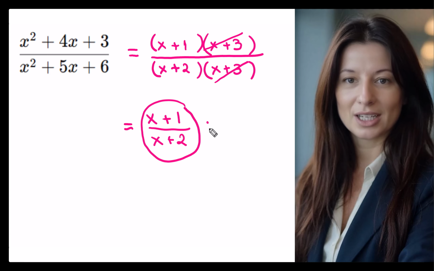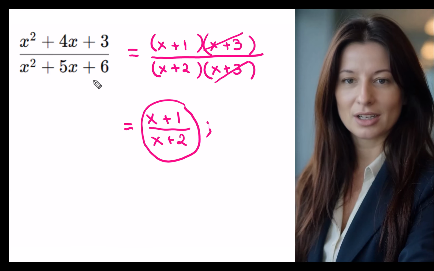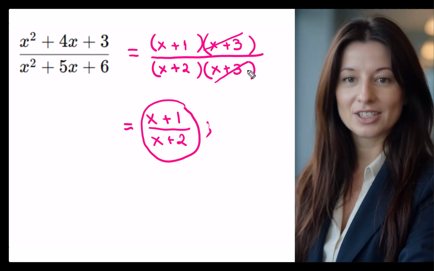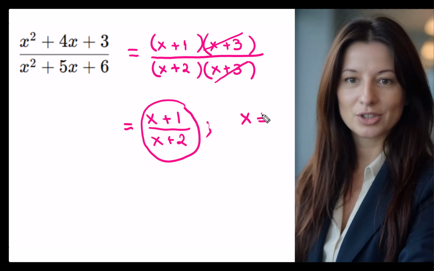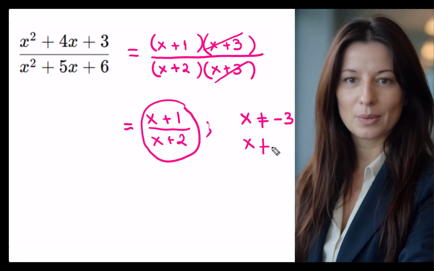Now, let's not forget to remove those values that would make the denominator 0 in the initial expression. So remove those x values for which the initial expression is undefined. And that happens when x is negative 2, this parenthesis becomes 0. And also it happens when x is negative 3. So let's go ahead and set the condition that x should not be equal to negative 3 and x should not be equal to negative 2.